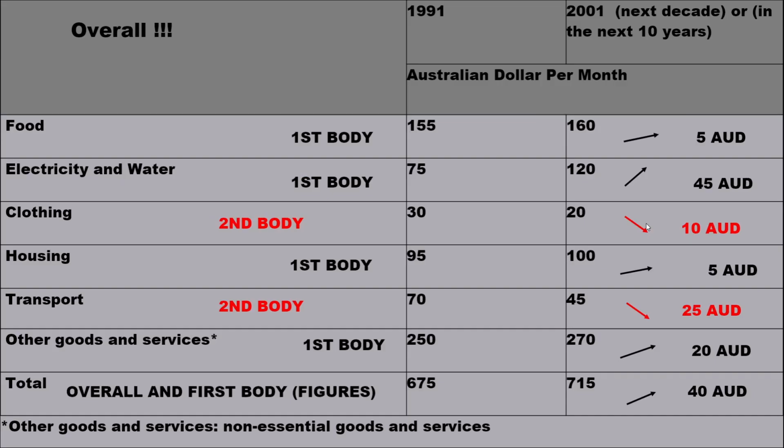Okay, so now again, food increased by 5 Australian dollars and electricity and water increased by 45. Now housing increased by 5, which is the same as the first one. And then other goods and services increased by $20. Overall $40 increase. And there are declines. So the clothing declined $10 from 30 to 20, and the transport declined from 70 to 45. Okay, this is very easy. We saw. Now when you are writing overall, we will give the main information. So overall, in total, the monthly expenditures increased slightly, I would say.